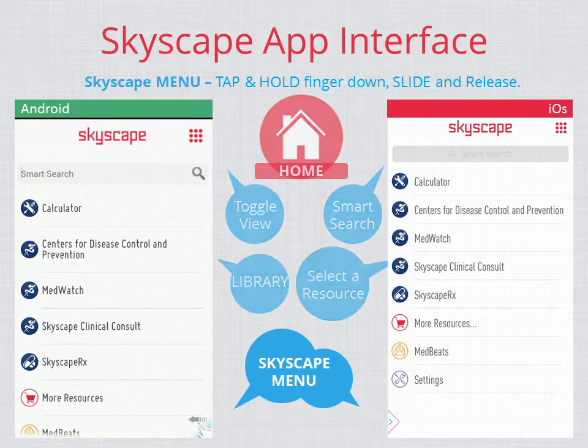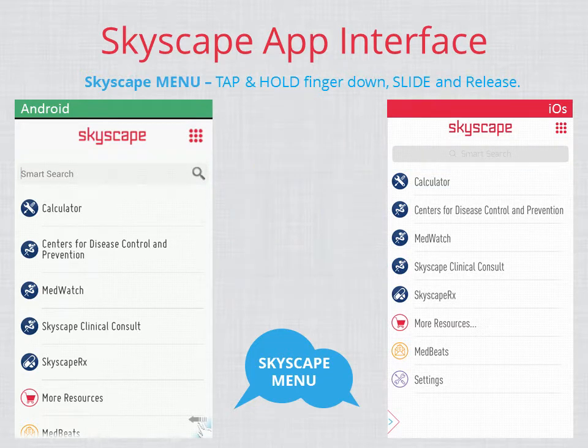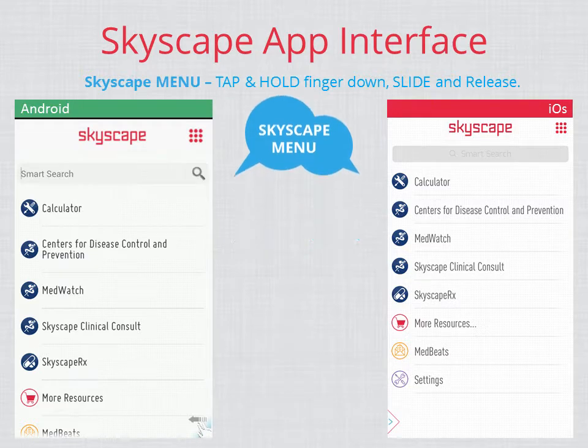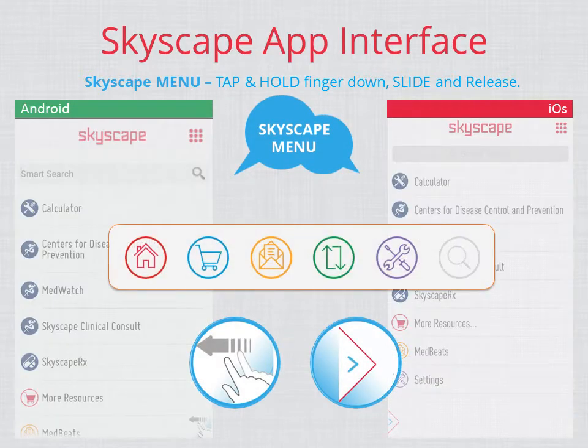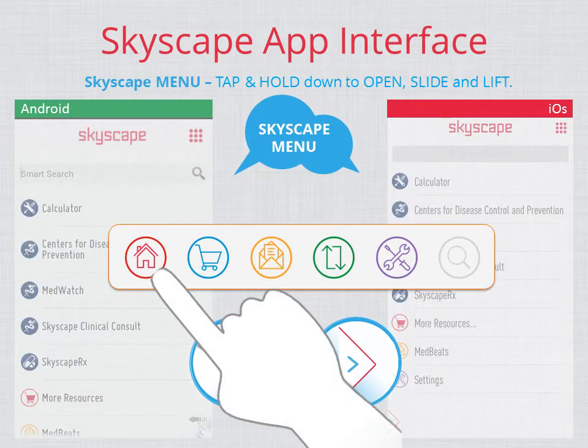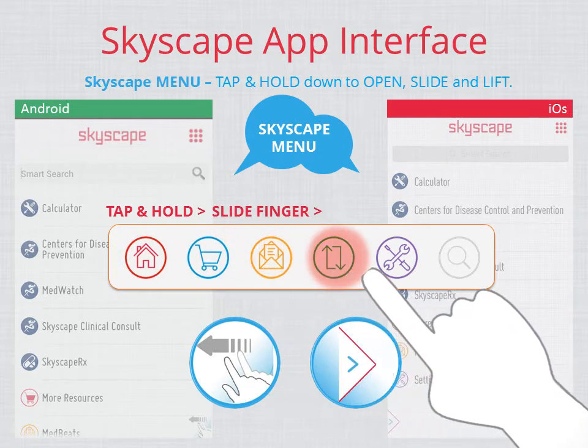To access the Skyscape menu, you will want to tap and hold down on the menu icon to open up the menu. Keep holding down on the menu with your finger and then slide to the left or right and lift your finger to select the item you want to view. Remember, tap, hold, slide and lift.